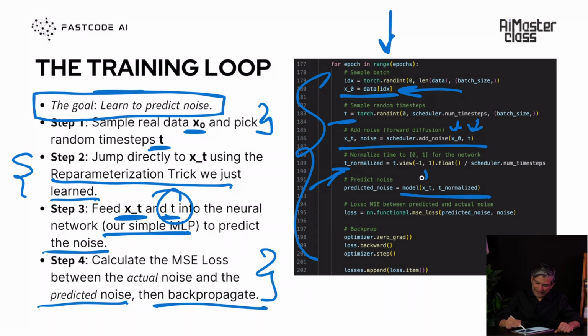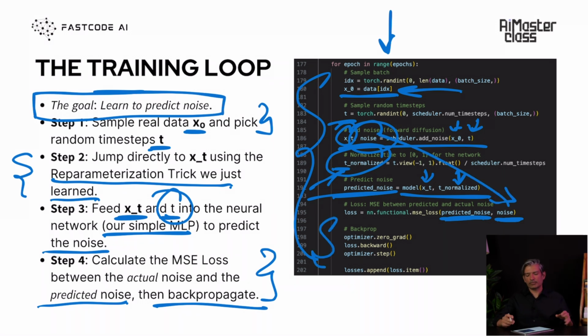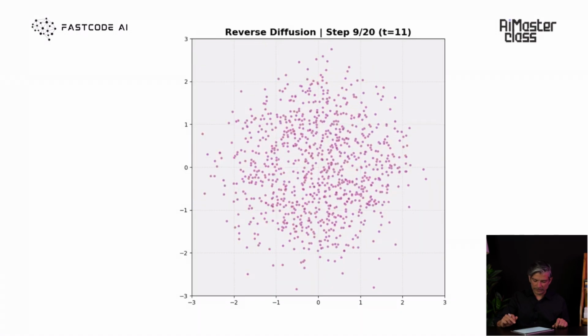We have our xt, which we got from here, and we have our normalized t, which we got from here, and then we are predicting the noise. Then we simply compute the loss between the predicted noise that our model gave and the original noise that we had computed here. And we do backwards. The training loop is probably the simplest of all the steps.